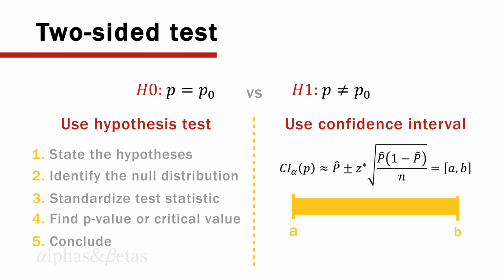This way, you can use confidence intervals as a shortcut to a two-tailed test. To instantly do a hypothesis test of p equal p0, just see whether p0 is inside the confidence interval. If it is, then you can't reject H0. If it's not, then you can reject H0.